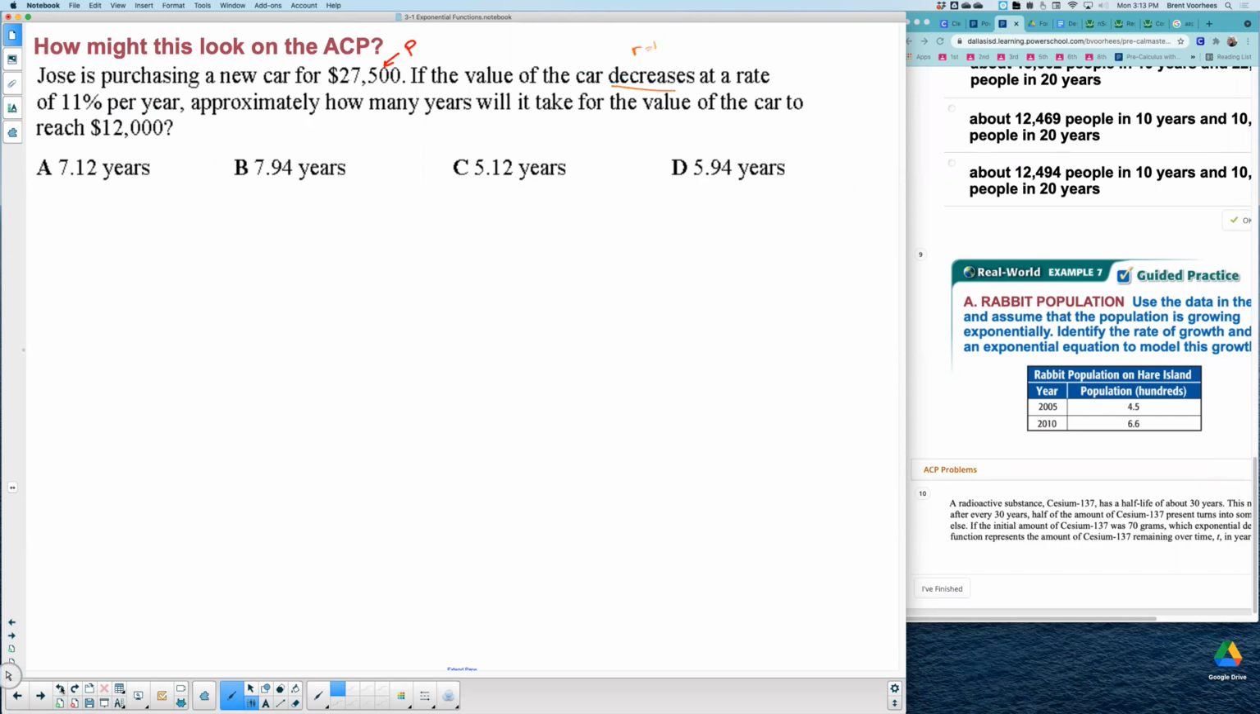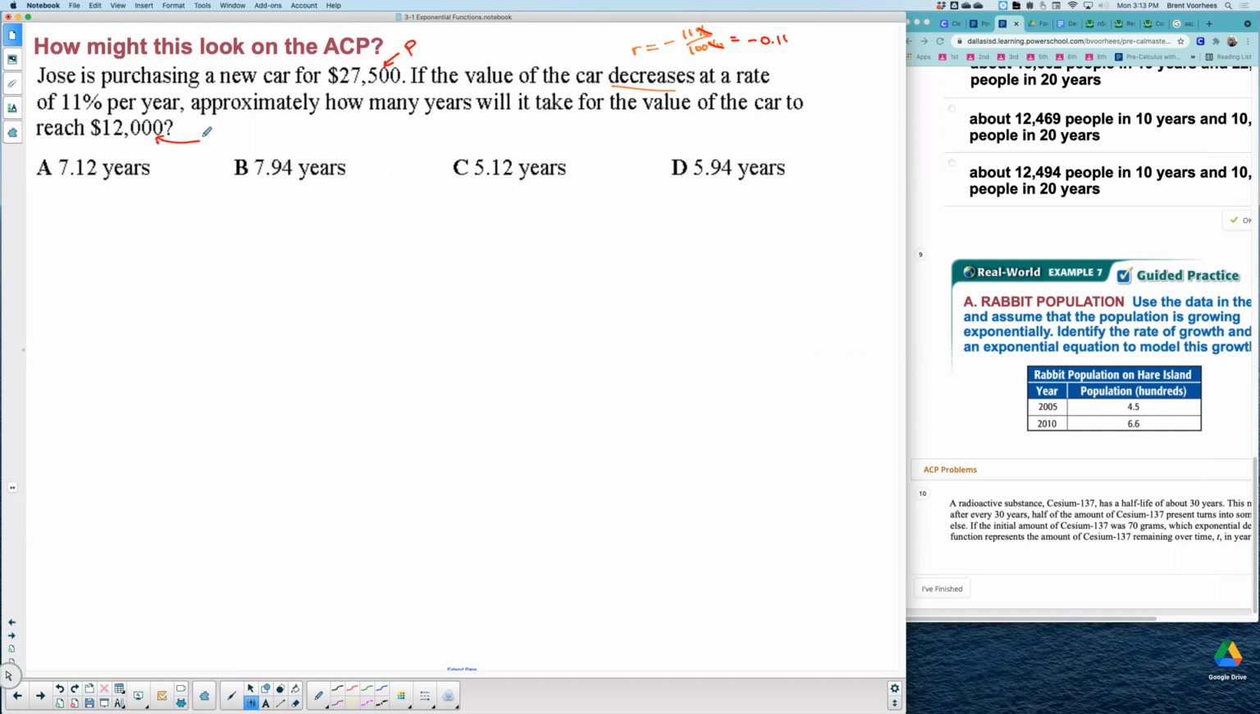Whoops, let me take that back. R is gonna be negative 11% divided by 100%. So the percents would cancel, and so you could just treat this as negative 0.11. And I'll put a 0 in there so it looks a little cleaner. Negative 0.11. Okay. And approximately how many years will it take for the value of the car to reach 12,000?